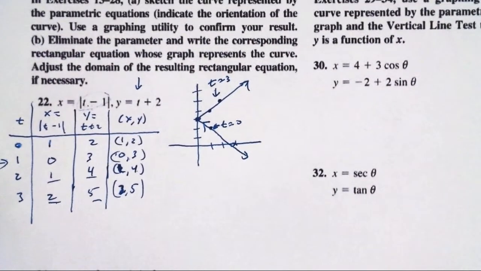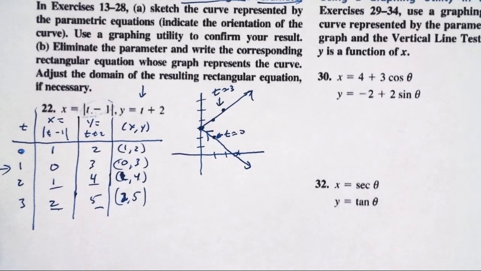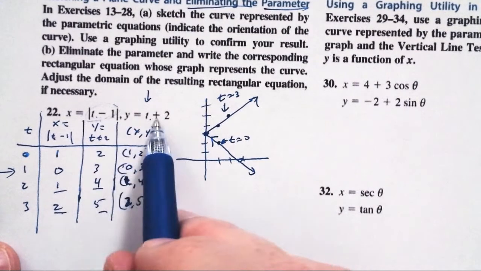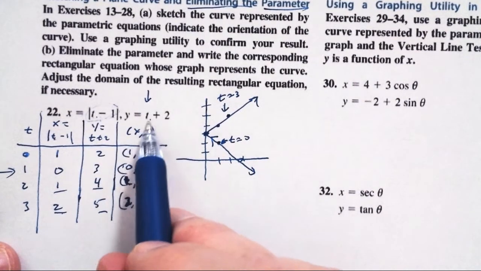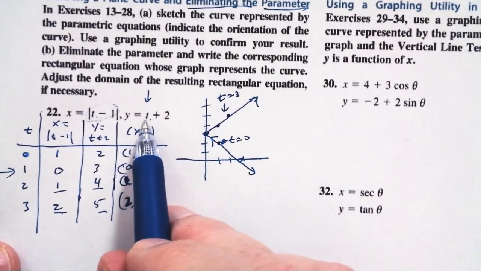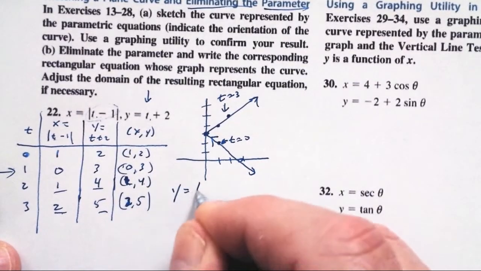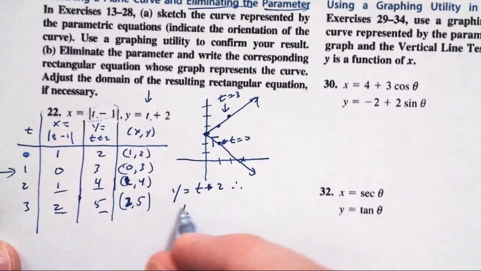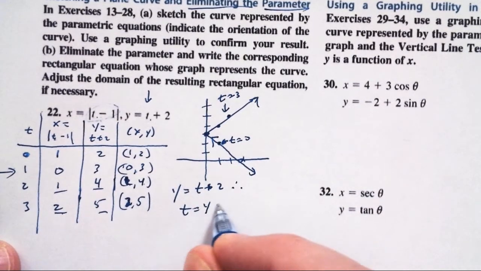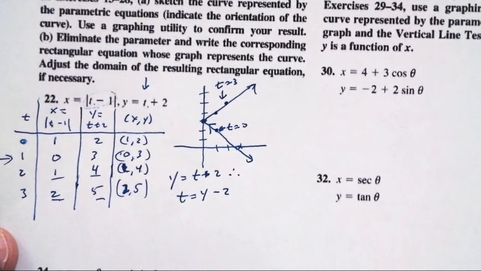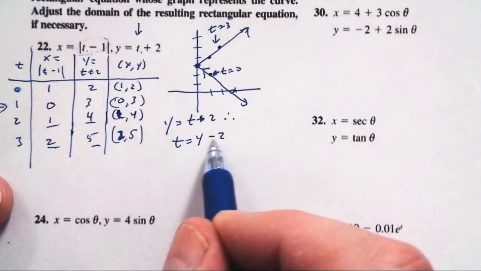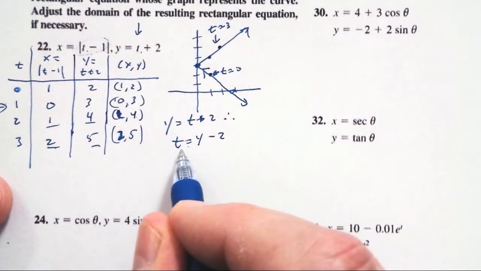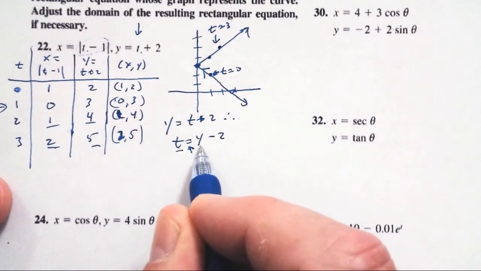Thanks. I heard somebody out there on the internet yelling to me, eliminate the parameter. So to eliminate the parameter, what you would like to do is find an easy t to solve for. And it's easiest to solve for this t right here. So y equals t plus 2 gets us to t equals y minus 2. And you'll hear me say this a lot: if t equals y minus 2, then t may be replaced by y minus 2.